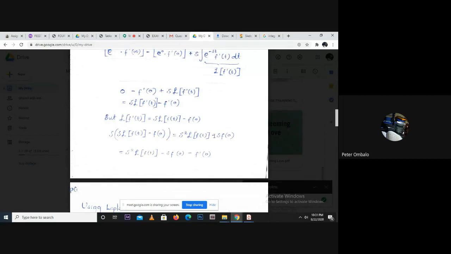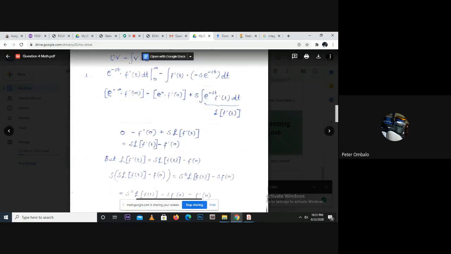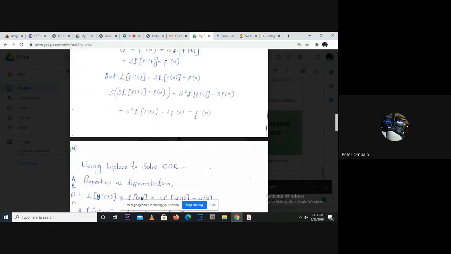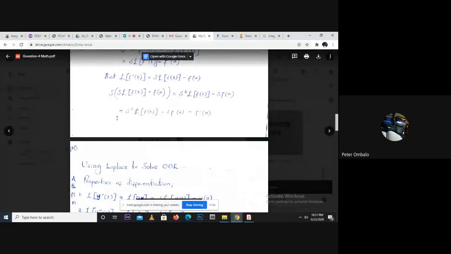So multiplying through, we get s squared times the Laplace transform of f of t, minus s times f at 0. Now this was replacing the first part of our solution. So we have to include this second part as well, which is f prime at 0. So yes, that gives us this second part. So this becomes the solution.